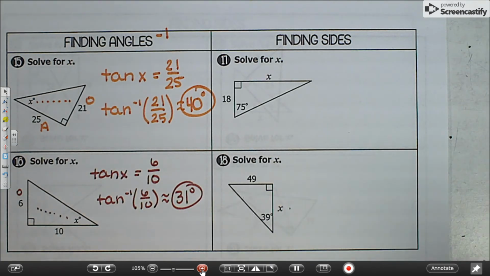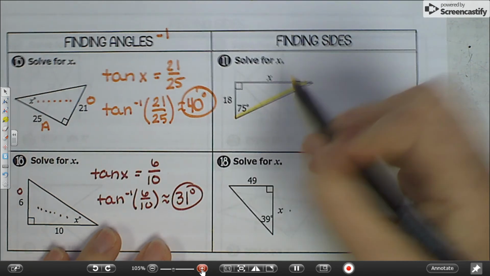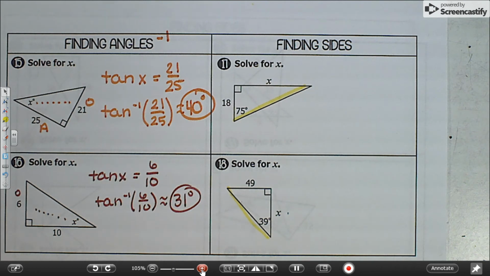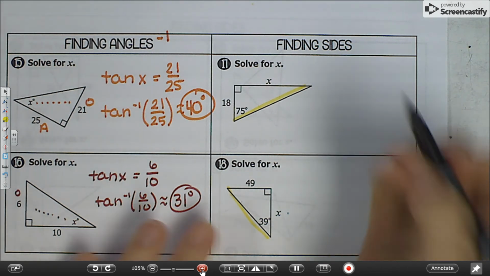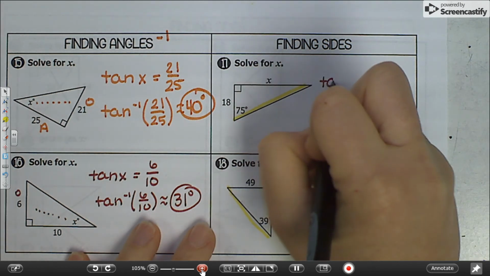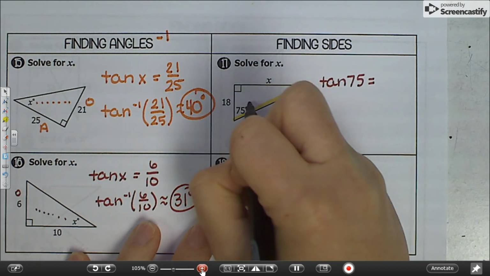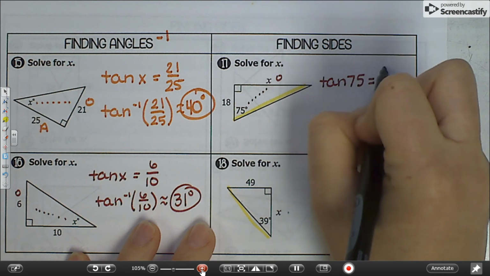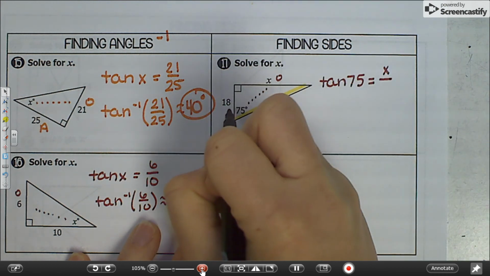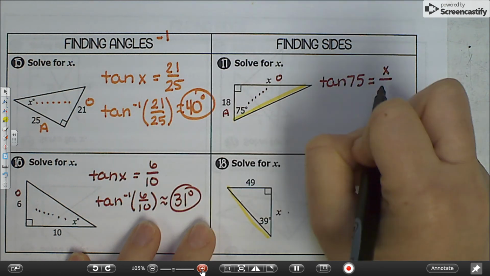All right, now we're going to find sides. I'm going to do one, you're going to do the other. First, I should probably highlight the hypotenuse. But wait, we don't need to because it's tangent and the hypotenuse doesn't matter. All right, so we want to do tan of the angle we're given, tangent 75 equals opposite over hypotenuse, or not hypotenuse, what am I saying? Adjacent.